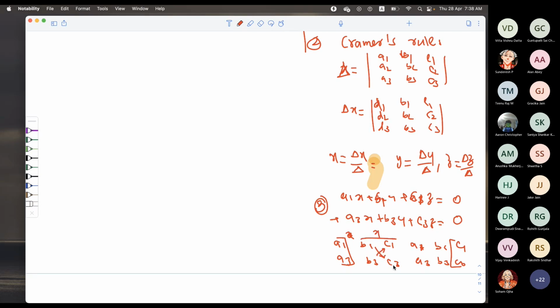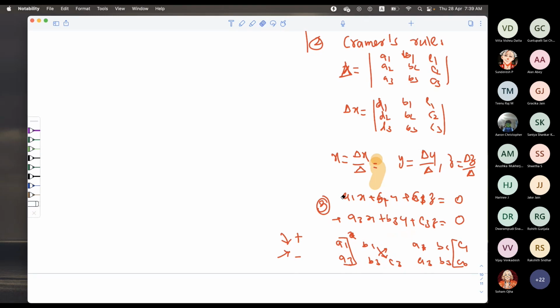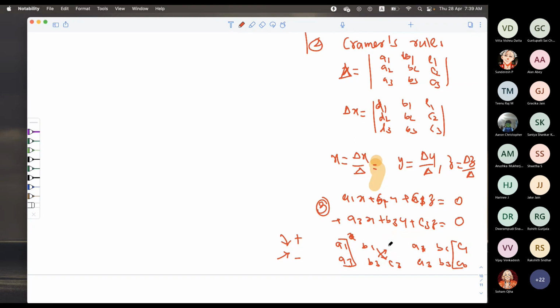The determinant of this is b1 c3 minus c1 b3. You know that in the determinant concept, this direction is positive and the upward direction is negative. And y is calculated by these two things. This is a1, b1, c1. X should be calculated with these two things, and y with these two things here and here. Then z is calculated with these two things.